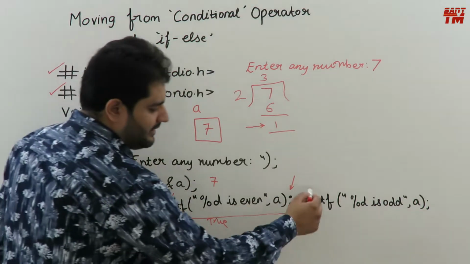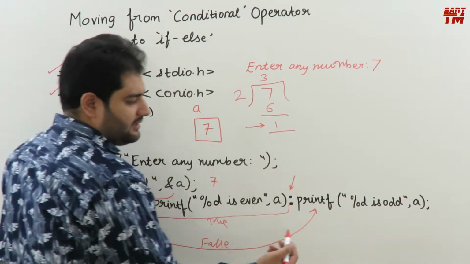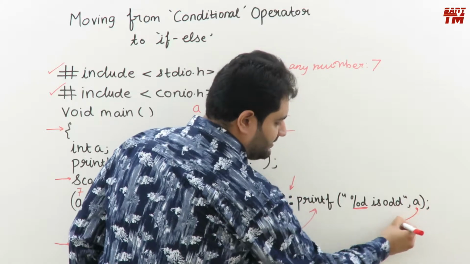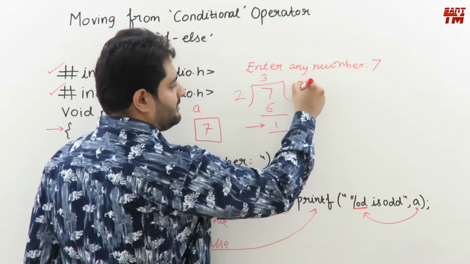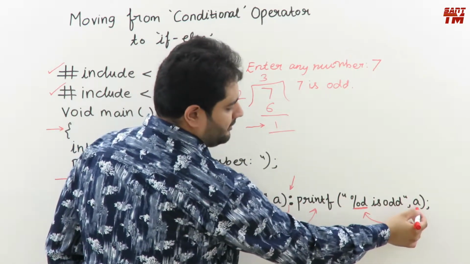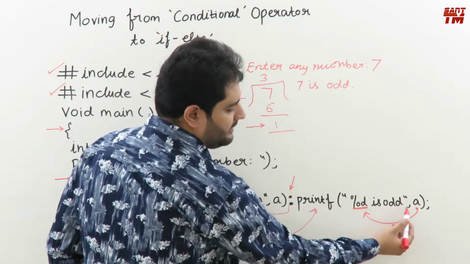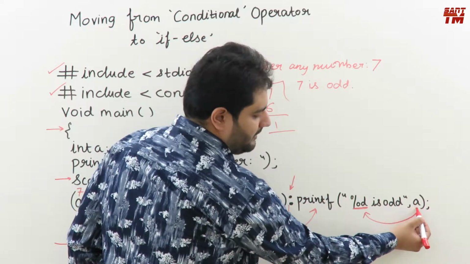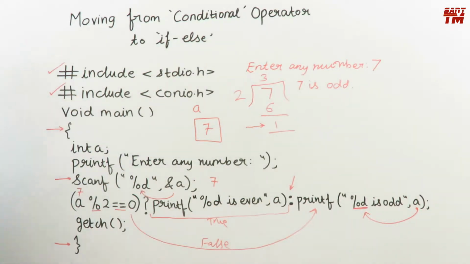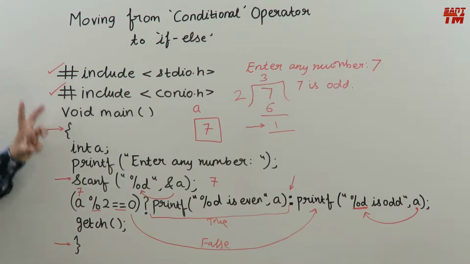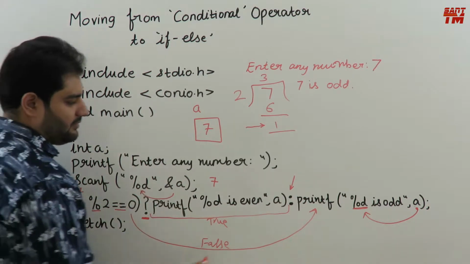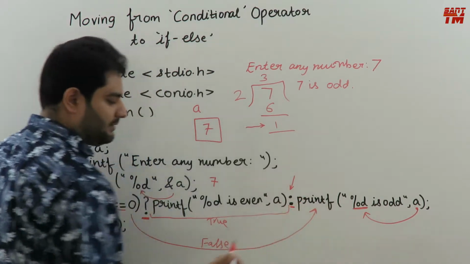So this part will be executed: printf("%d is odd", a). This %d will get its value from this a. That means the output "7 is odd" will be printed. %d will be replaced by the value of a because %d takes the value written after this comma. After the comma a is written, so %d will get its value from a. 7 is odd will be printed simply. So we have done this program using the conditional operator. The conditional operator comprises this question mark and this colon symbol.